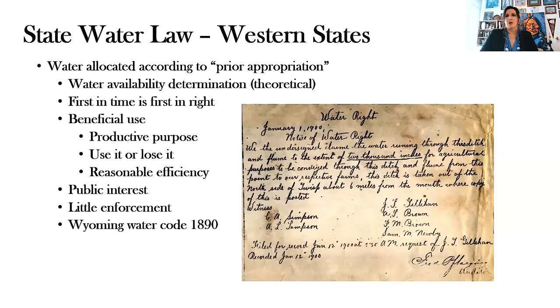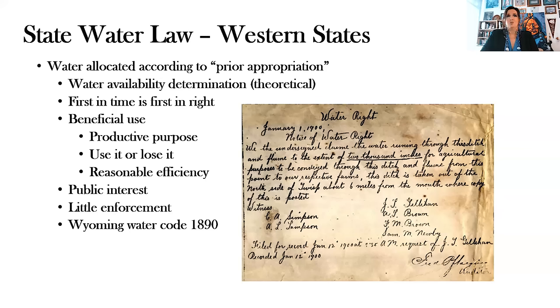State water law, as I say, kind of grew up around this idea of prior appropriation. Literally, miners and irrigators would handwrite out notices of what water they were using based on availability of water. And that's very theoretical. Again, the water they were using was often distant from the place that they were putting the water to use, to some beneficial use where the water was being used for a productive purpose.